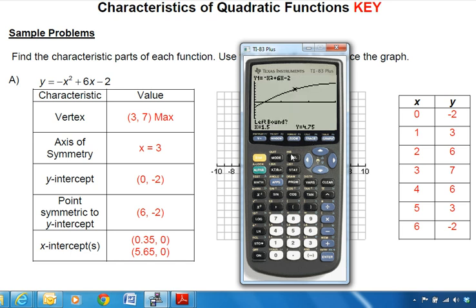I'm going to calculate the zero, and I'm going to go to the left. Okay, that's what left bound means. So I press the left arrow until I am to the left of this zero. I think we would all agree that now my blinking cursor is to the left. So I press enter. Now I go to the right. I think we'd all agree again that this blinking cursor is to the right of this zero. And I press enter. Now it says guess, so I'm going to put my blinking cursor right where I think the zero happens. And I press enter.